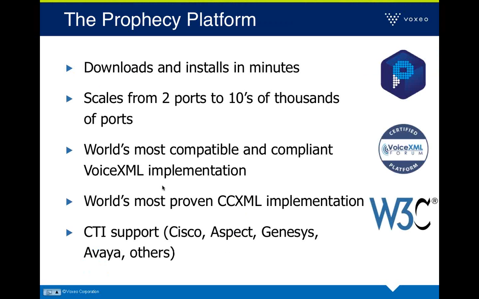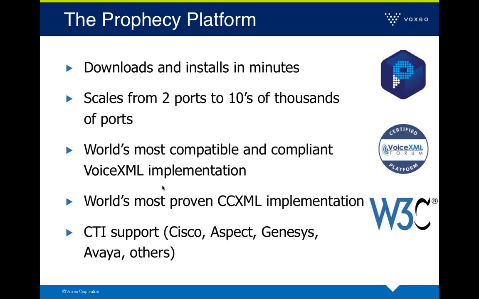But let's talk about what Prophecy is all about on the serious side. First of all, Prophecy is our primary media server, IVR server, application server for building communications applications. It's been with us now for 11 years. This is the product that we built. It does literally download and install in minutes, and this is a huge difference from so many other platforms out there.